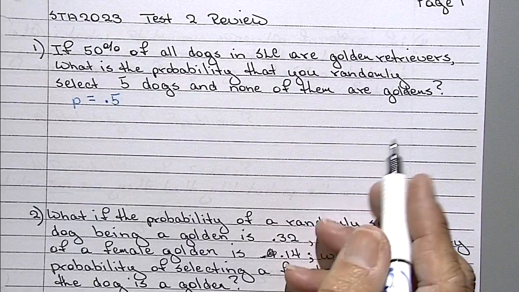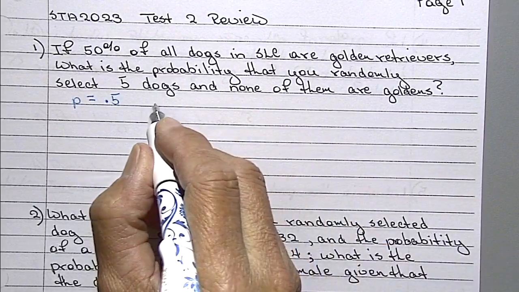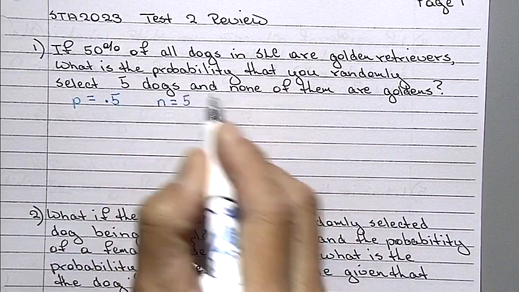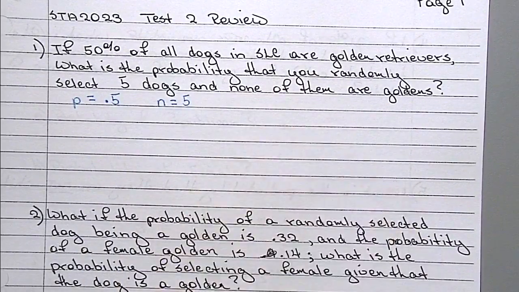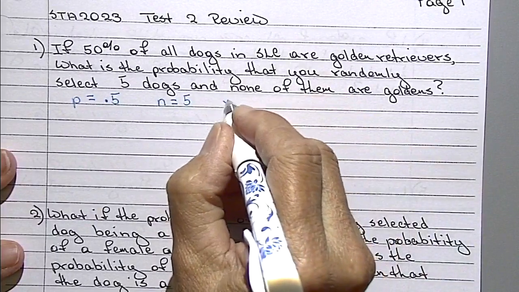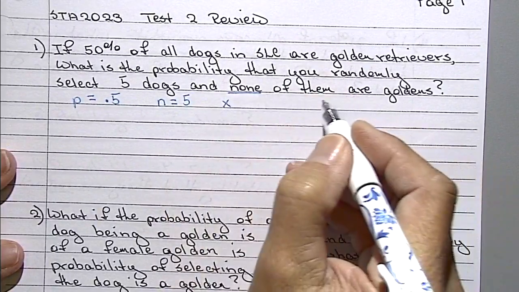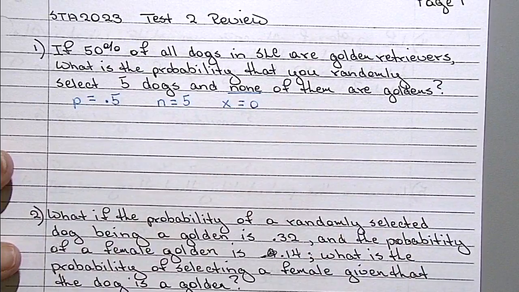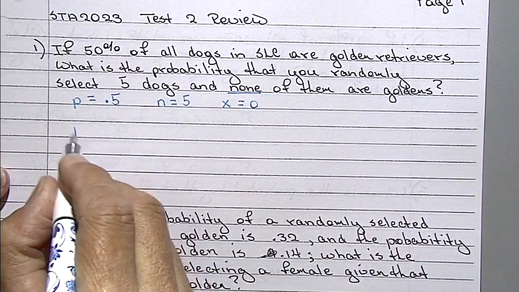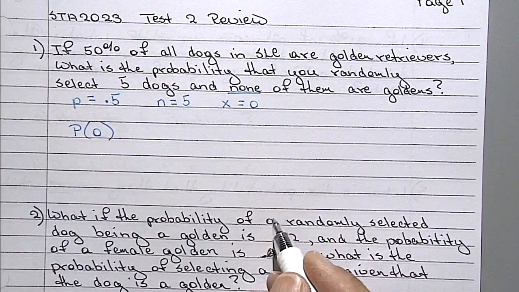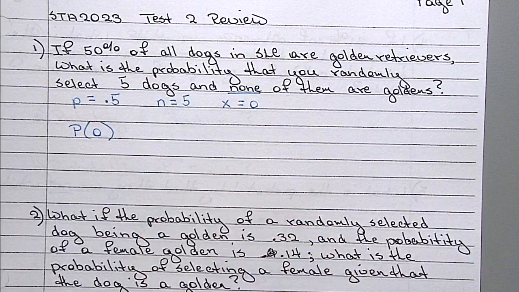Then we ask, what are the other things we need to know for binomials? What's n? Well, we select 5 dogs. That's how many are in the sample, right? And then what are we interested in? How many are we interested in? That's our X value. And it says we're interested in none of them being golden, so the X value of this one is 0. So there's my binomial problem. It's a probability of 0 dogs out of 5, and we write it like that, probability of 0 for this one.